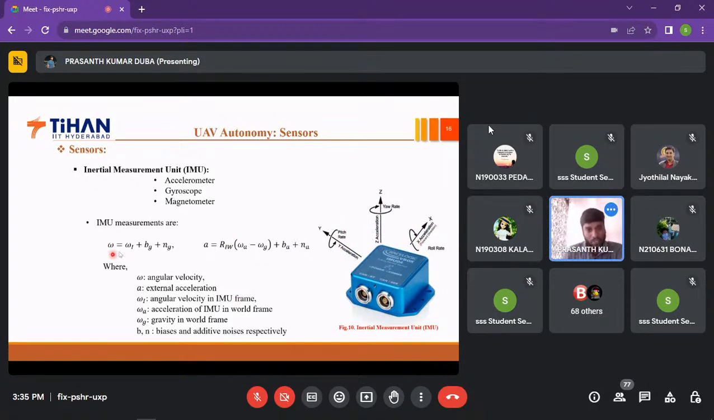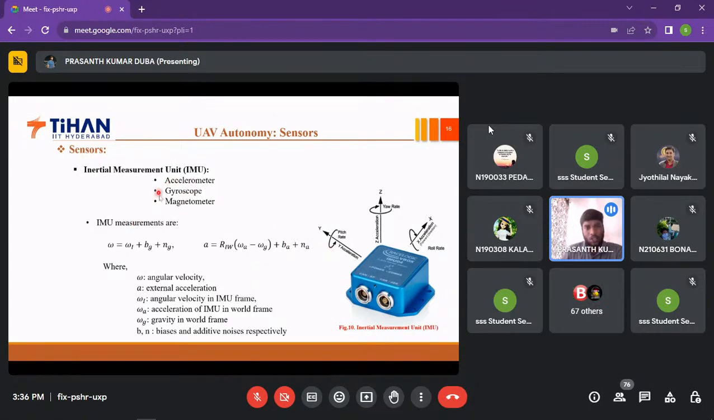How will we get the position? In these IMU measurements, you can see the angular velocities and the acceleration. We know that acceleration is the double derivative of the position. Therefore, if you want to know the position, we can integrate these values and get the position along x, y, z. Again, there will always be some bias and noise. If you do integration, there will always be some noise.